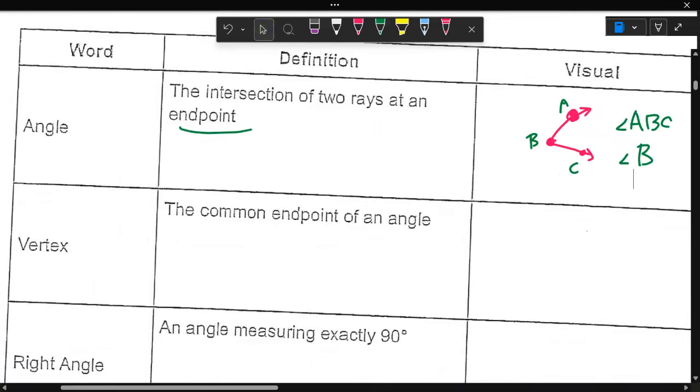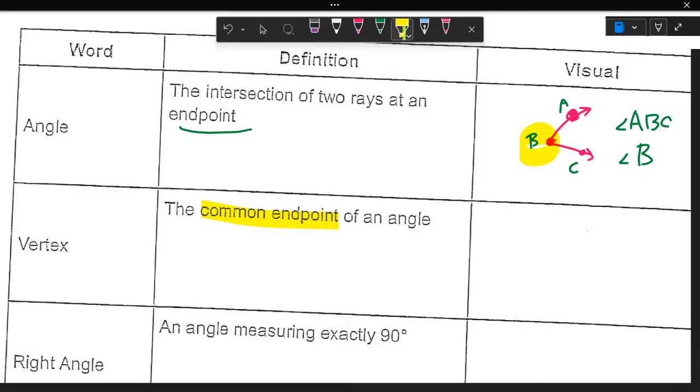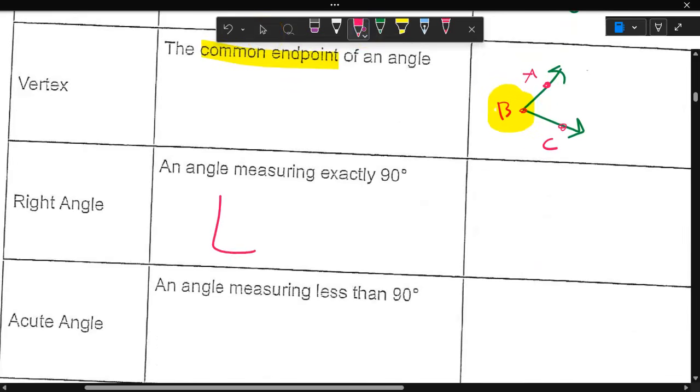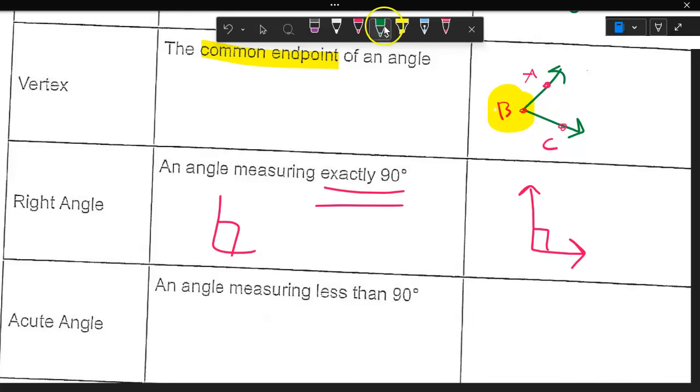Okay, vertex. Next, we have the vertex, which is the common endpoint of an angle, which is just this point right there. So let's copy the same picture down. A, B, C, where B is the vertex. A right angle, we all know this one. Right angle has exactly 90 degrees, and that is signified from the little square inside. If it does not have that little square, we cannot assume it's 90.